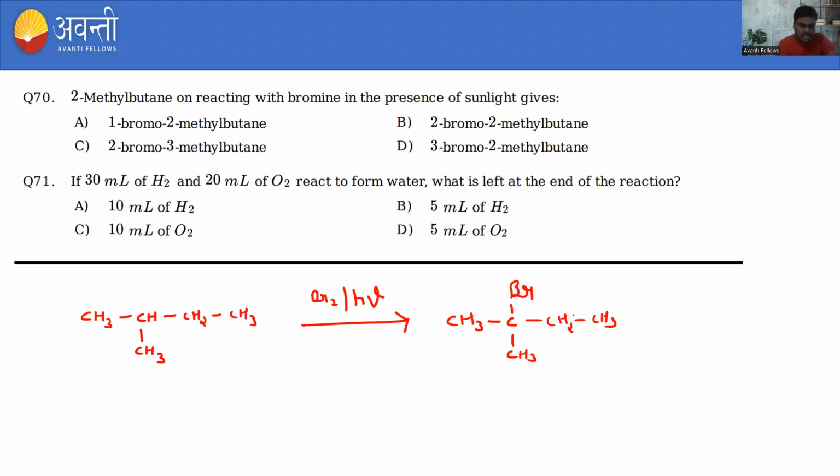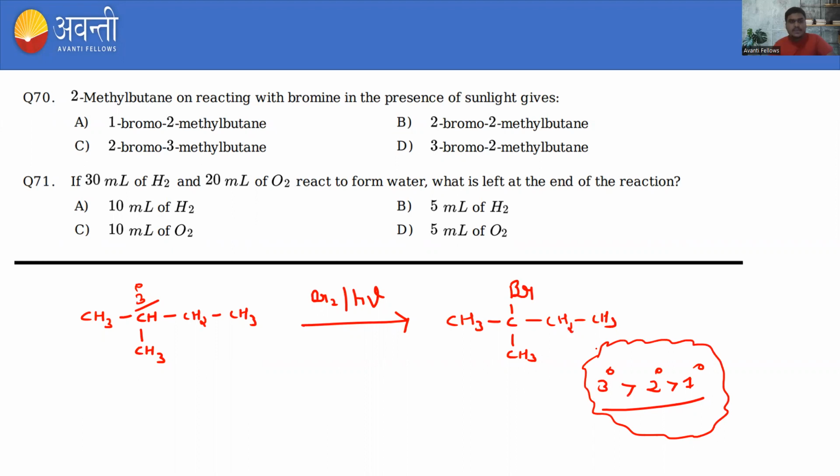This is because the order of stability of the free radical from the alkane always follows this order: most stable 3 degree, 2 degree, and then 1 degree. So only this carbon is 3 degree in nature, hai na? That's why this reaction will take place at this carbon only. So this is what we get: 3 degree, 2 degree, and 1 degree. So I hope this is clear to you how you get this value. So this is for question number 70.